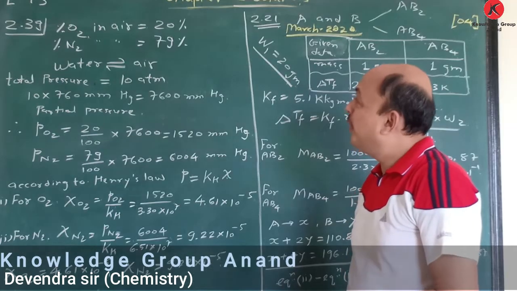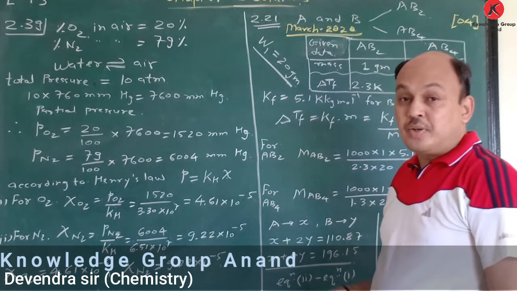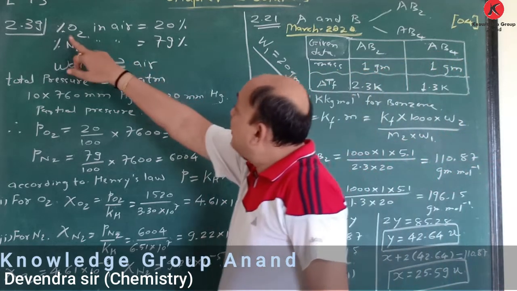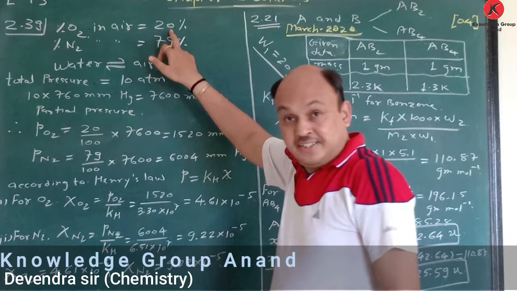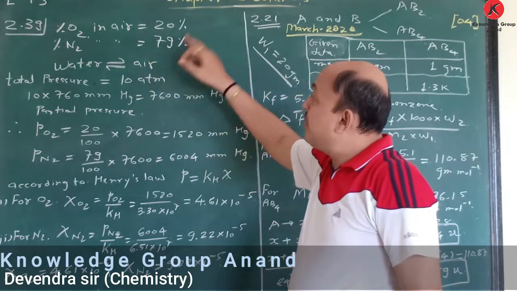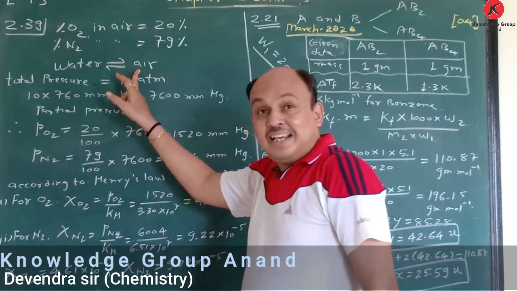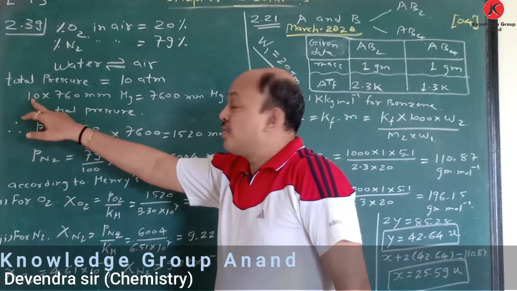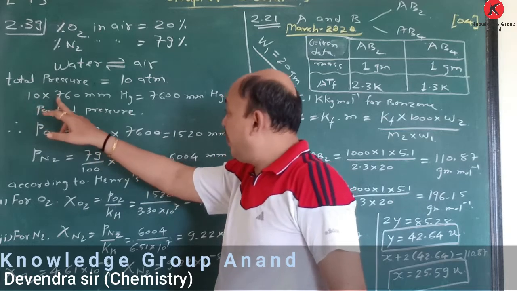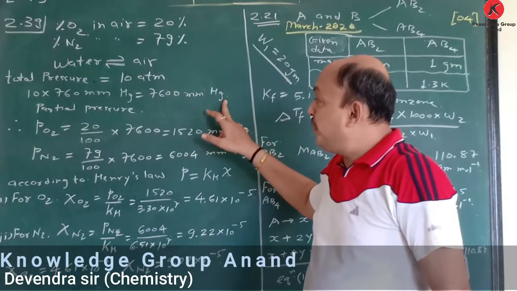Okay. Now, exercise example number 2.39. Just draw attention in your textbook, read the sentence very carefully, and then you solve this. Percentage of O2 in air is given as 20%. Percentage of N2 in air is also given as 79%. That means both gases are there. Water which is equilibrated with air, at that time total pressure is 10 atm. So here you have to convert in terms of mmHg. So 10 into 760 mmHg, so 7600 millimeter Hg is obtained.